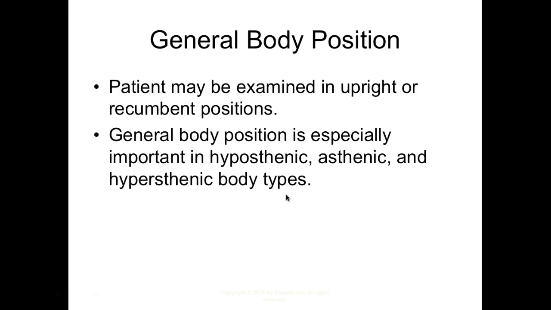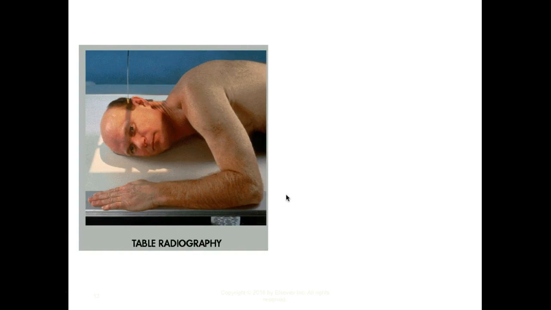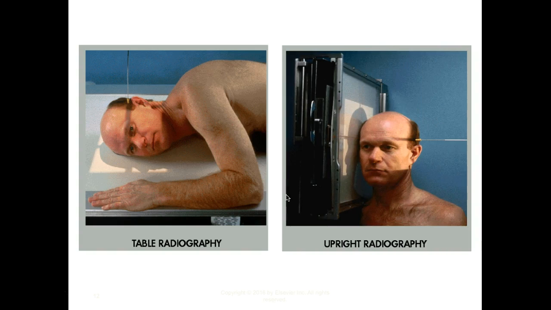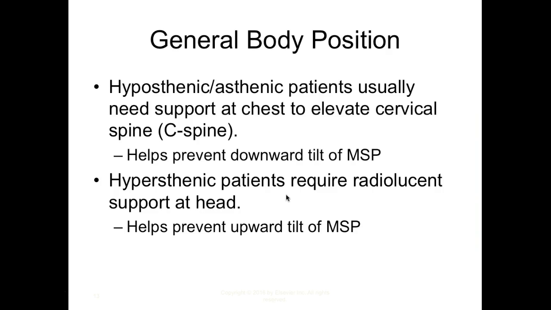It's important to know the body type you're dealing with in your patient, and I'll show you why. So when we're looking at the table, if we have someone with really big shoulders or really narrow shoulders, the patient's going to kind of roll into weird positions. So this is just using the table when you're positioning for a skull, and this is upright, just so you guys know the difference. Your hyposthenic and asthenic patients need support at the chest to elevate the cervical spine, so it helps prevent the downward tilt of your MSP.